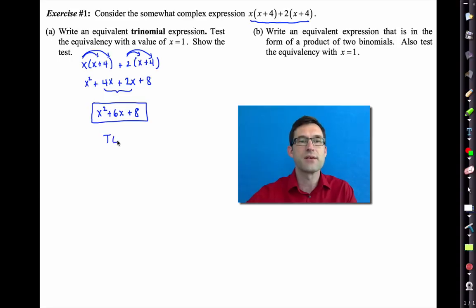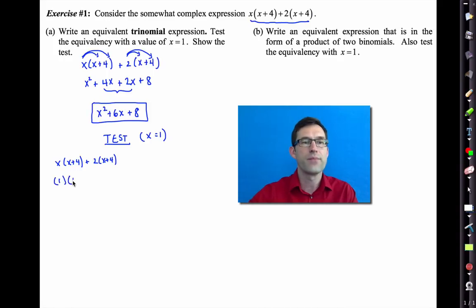And here comes my test. All right, I'm going to test it with x equals 1, because I've been told to test it with x equals 1. First thing I'm going to do is substitute it into our more complicated expression, x times (x plus 4) plus 2 times (x plus 4). So what do I get when I evaluate this expression with x equals 1? Well, I get 1 times (1 plus 4) plus 2 times (1 plus 4). So that'll be 1 times 5 plus 2 times 5. So that'll be 5 plus 10, that will be 15.